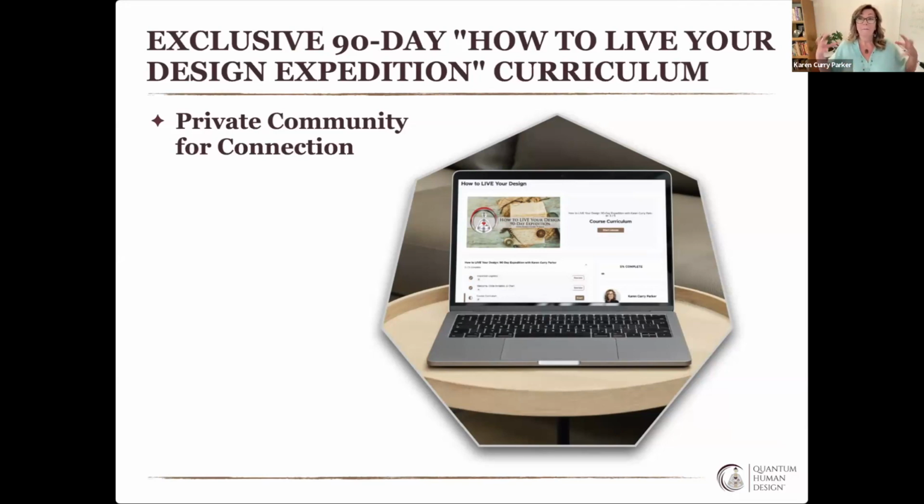We actually have live meetings where you can come and talk about, hey, I've got this going on. What does this mean for my design? What's my chart? This is my chart. What do you see in my chart about that? So we have this extensive curriculum that we go through over the course of 90 days, culminating in a 2-hour intensive with me, where you get to really deep dive and talk about your chart.